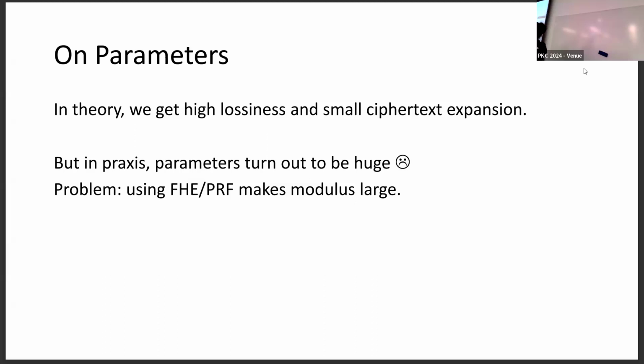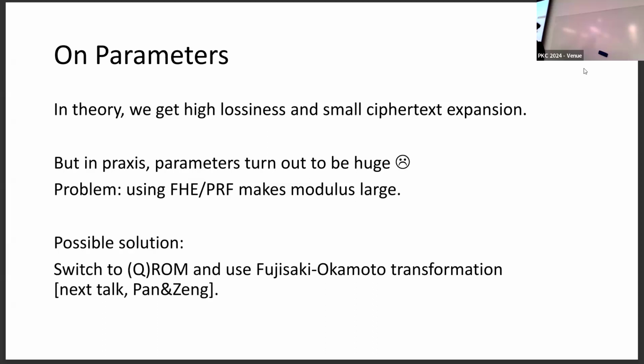And here's the thing, and I just want to add what the next talk has. The solution to it: this is a standard model construction, but you can go to a random oracle model and use the Fujisaki-Okamoto transformation. And I think this will be a possible way to get very nice parameters. So yeah, I'm very excited for the next talk, and I hope you're excited too.